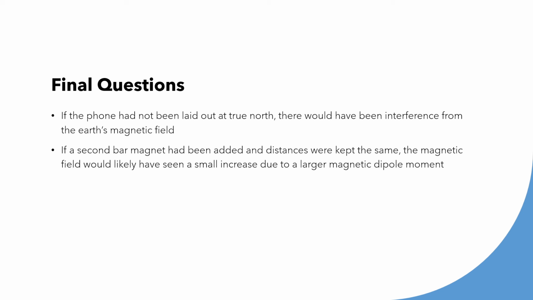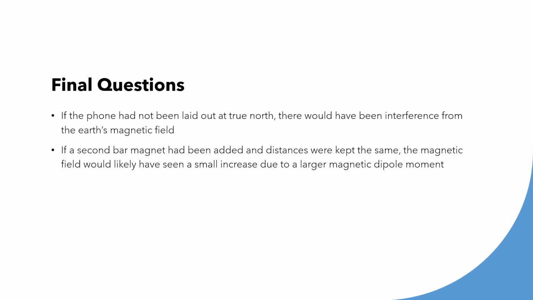If the phone had not been laid out at true north, what would have happened? More than likely, the magnetic field from the Earth would have interfered with some of my calculations and results, without compensating for the true north.